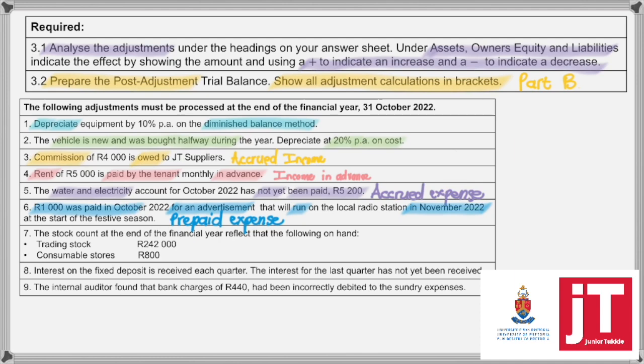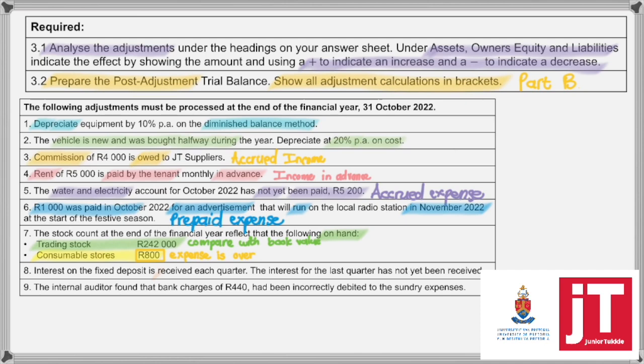Then number 7, trading stock account at the end of the financial year reflects the following on hand. We counted our trading stock and we have 242,000, and our consumables we have 800 Rand left. So the 242,000 we have to compare with the book value in our trial balance, and the consumable stores is what is left over that we can still use next year. So that's not usage, so the expense is over with 800 Rand. So I need to minus that off my expense and add it to consumable stores on hand.